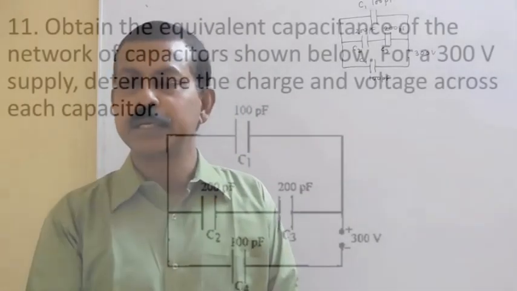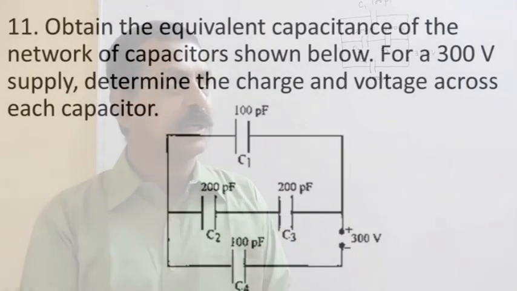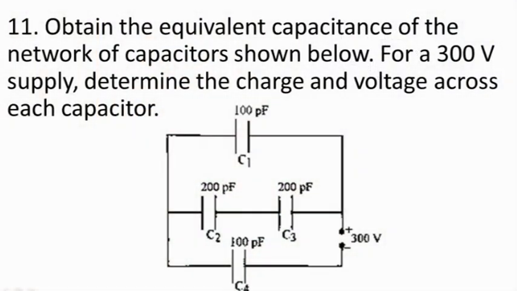In question number 11, obtain the equivalent capacitance of the network shown below. For a 300 volt supply, determine the charge and the voltage across each capacitor.